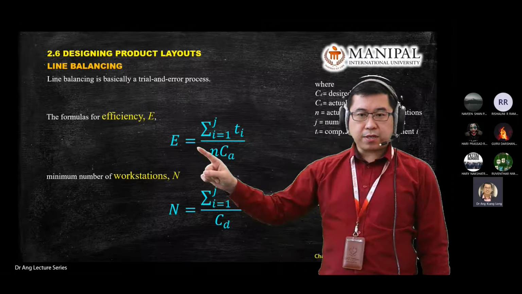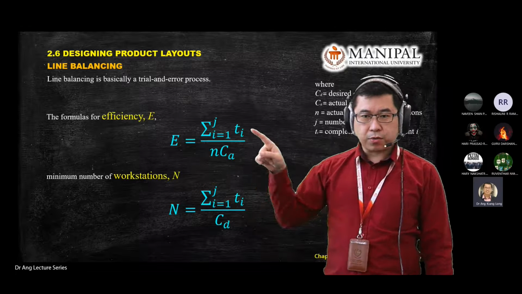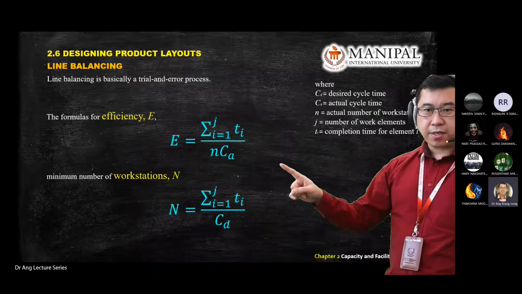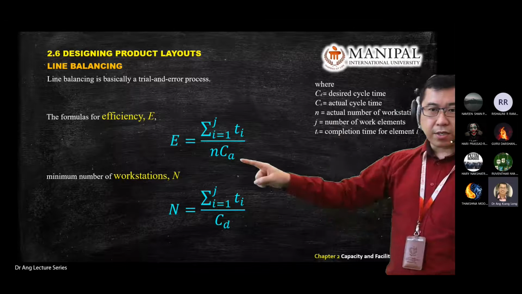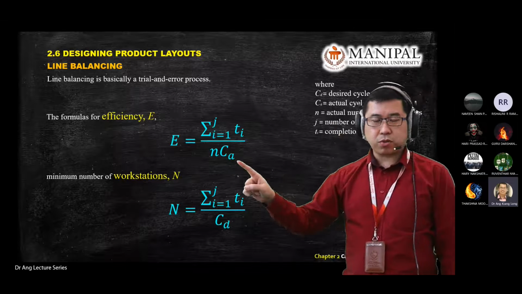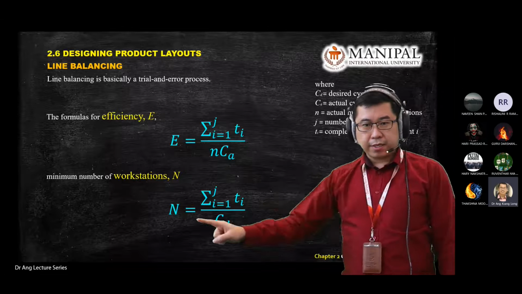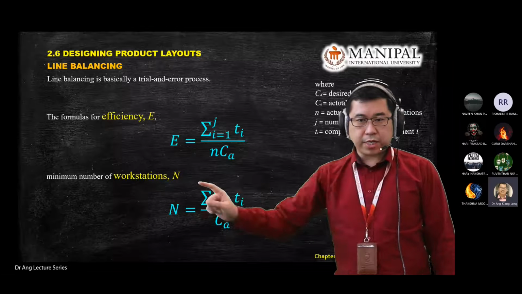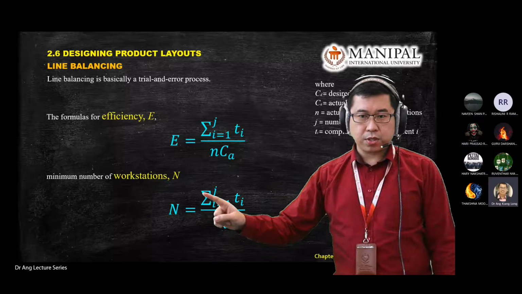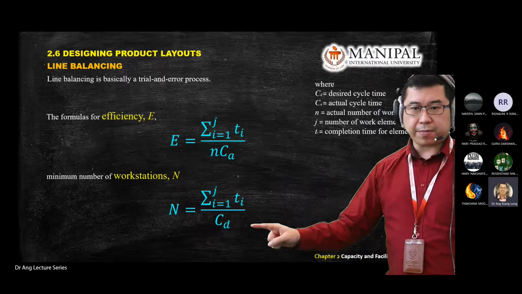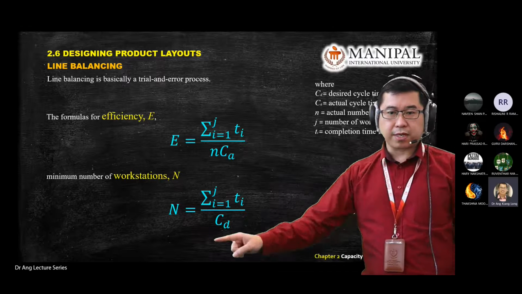So efficiency, basically you use this equation. You take the time divided by number of workstations multiplied by actual cycle time. For the number of workstations that you need to design, you take the time divided by design cycle time.